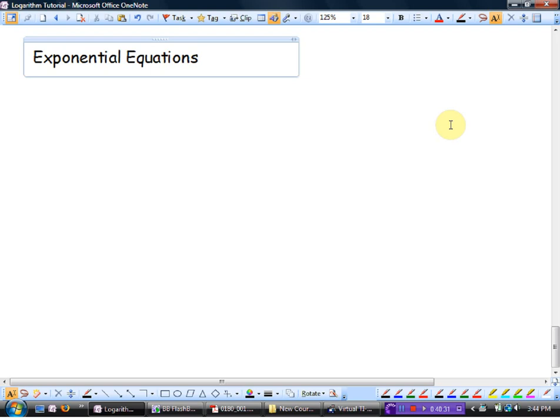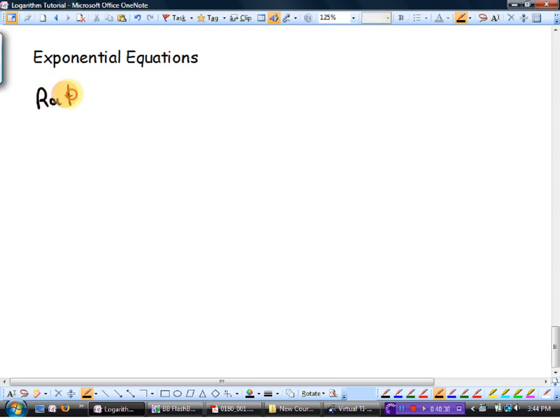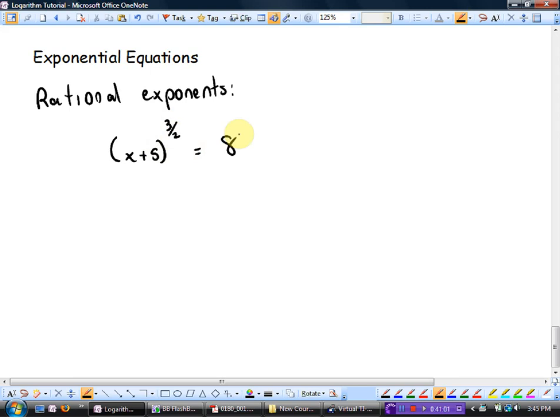Now, before I look at exponential equations, I have to look at one little subtype, what we called rational exponents. If we gave you something like this, (x + 5) to the 3 over 2 equals 8. This isn't a true exponential equation because in an exponential equation, I think by definition, the variable is an exponent, but we did it at the same time. What's yucky about this? What bugs you about this?